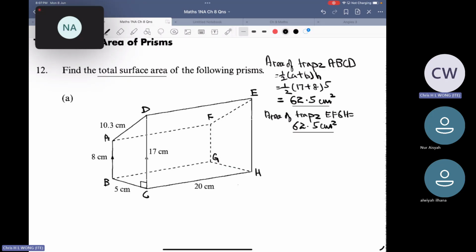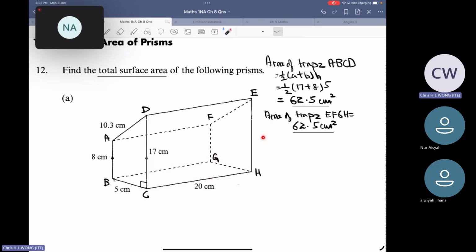I'm going to do BCHG. Is it okay? Go and see where is BCHG for me. Can you find BCHG? You start from B. B, C, H, G. So I'm talking about this one, right? Okay, so that's a rectangle.